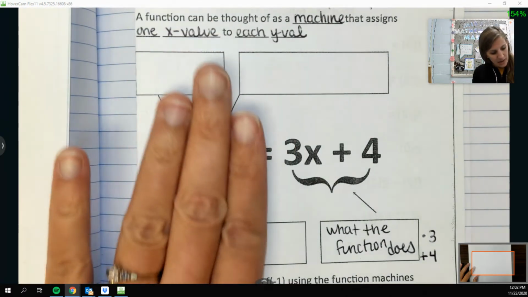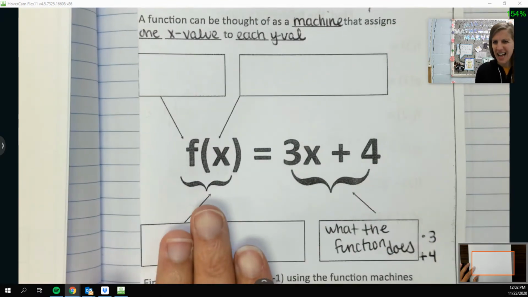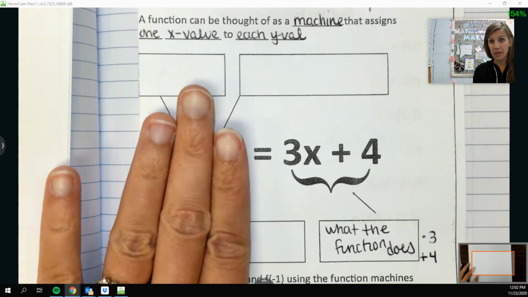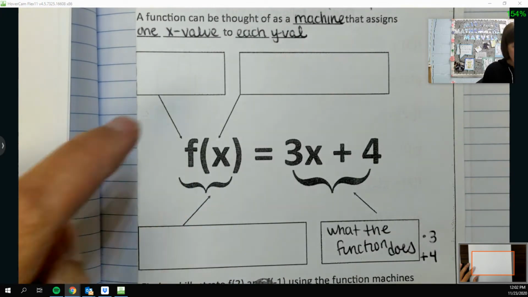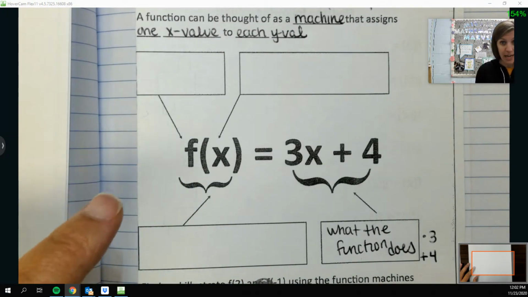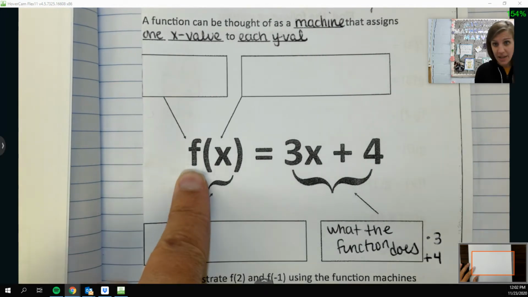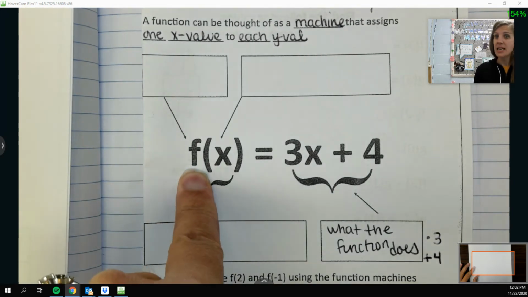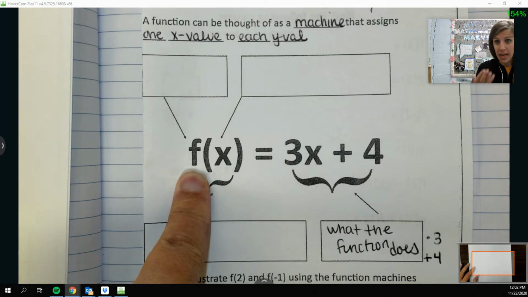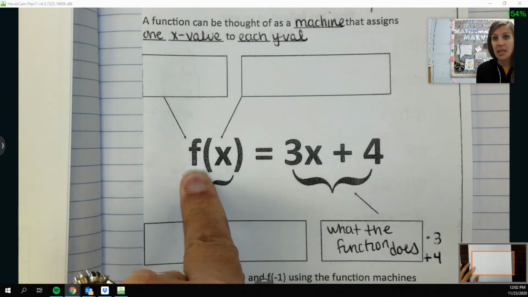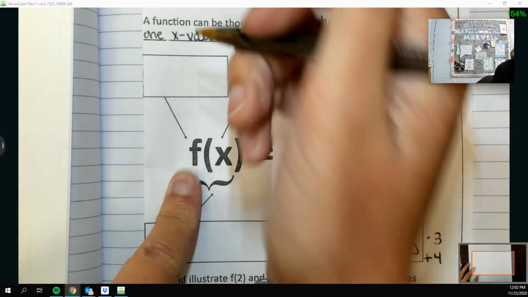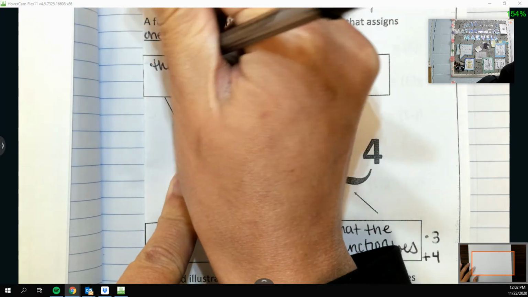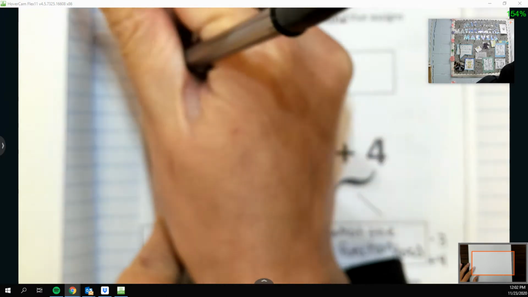Then we have this stuff on the other side here, which is just how we name the function. You don't need to worry about this too much, but it is handy to have all this because it tells us a lot of information. The letter in front of the parentheses is just the name of the function. Like, I have a name, Marissa, you have a name. It's so that we can tell the difference between different types of functions. So this function's name is f. This is just the name of our function.